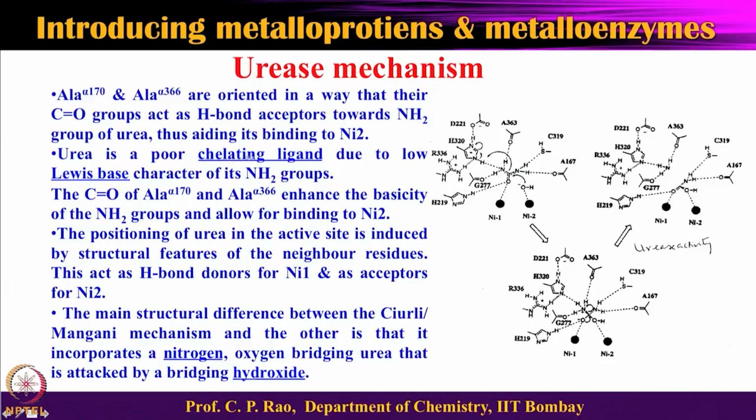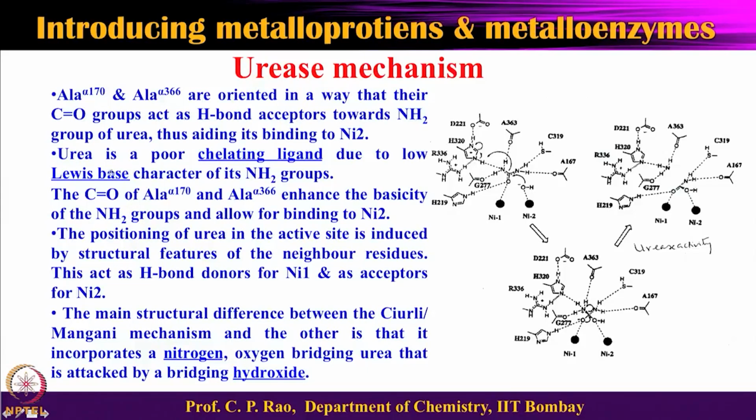These changes will bring these carbonyls pointing towards the amine group of the urea. So, you have the groups of the various residues, alanine 170, alanine 366. All of these turn their CO groups towards the NH2, and therefore they act as hydrogen bond acceptors, because CO cannot act as a hydrogen bond donor, it can only act as a hydrogen bond acceptor towards the NH2. And this all helps the binding of the urea towards the nickel centers.